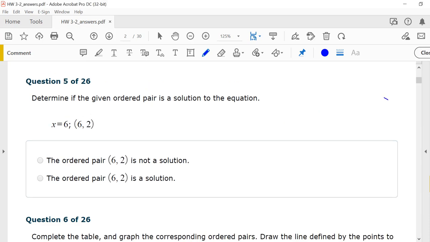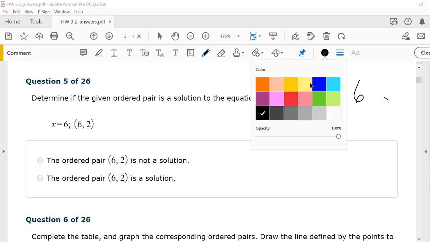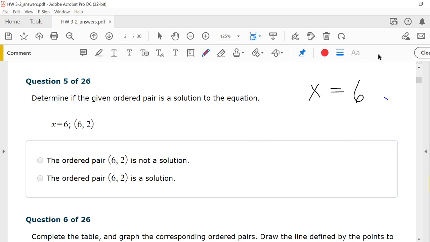Number 5. Determine if the ordered pair 6, 2 is a solution to the equation x equals 6. So again, x is 6, y is 2. We're going to plug x in, so we're going to plug 6 in and ask, is that equal to the right-hand side of 6? The answer is yes. So it is a solution to that equation.